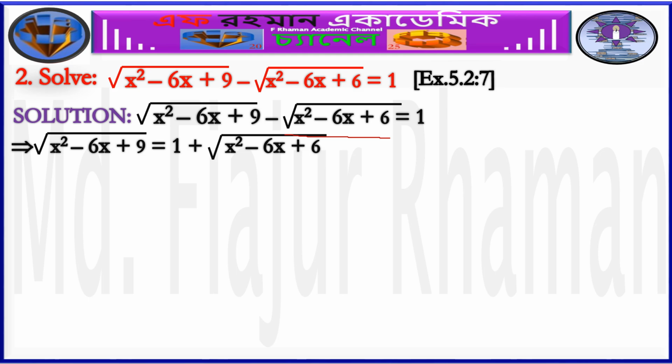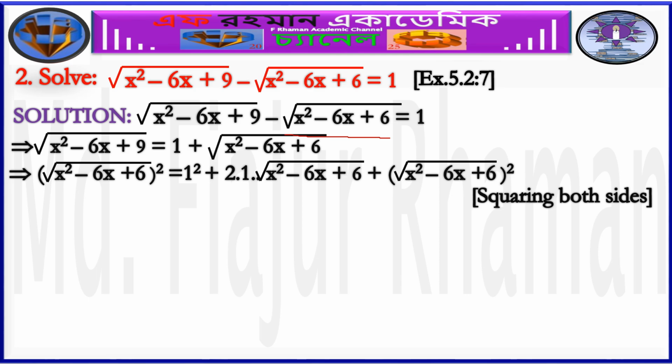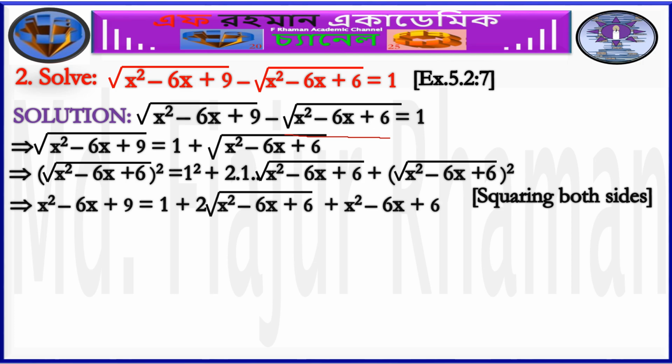Squaring both sides of this equation, we get square root of x square minus 6x plus 6 whole square is equal to 1 square plus 2 into 1 into square root of x square minus 6x plus 6 plus square root of x square minus 6x plus 6 whole square. This implies that x square minus 6x plus 9 is equal to 1 plus 2 into square root of x square minus 6x plus 6 plus x square minus 6x plus 6.